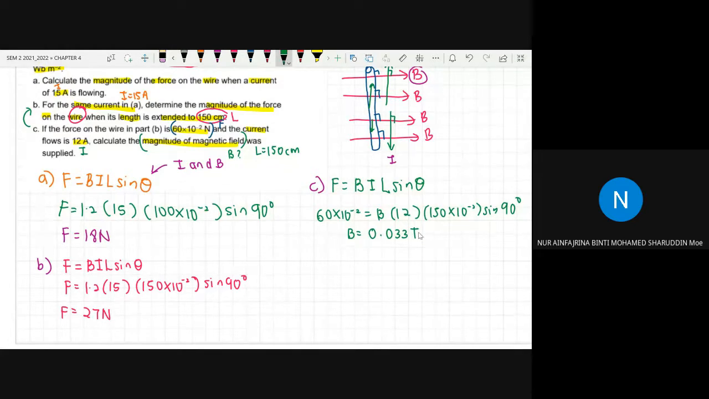Okay, kalau okay, tekan nombor 1 di chat box. Kalau tak okay, tekan nombor 2 di chat box. Okay, good.